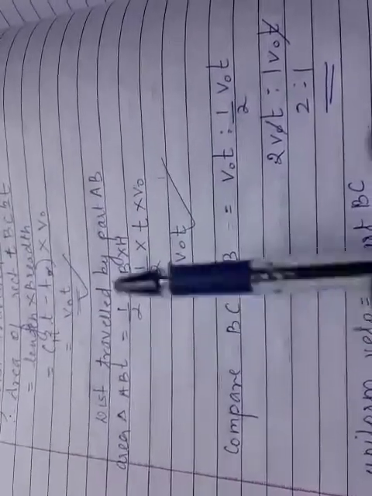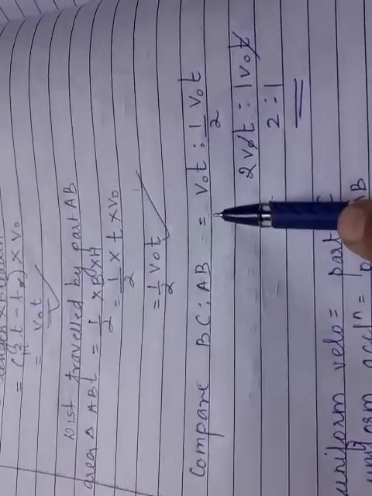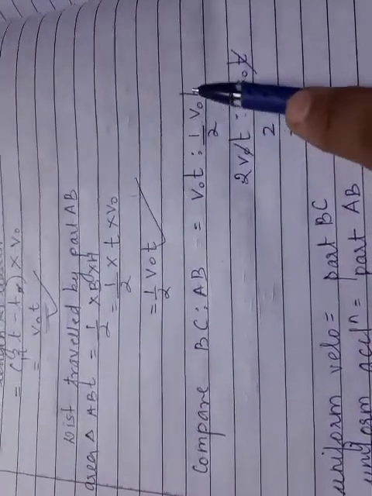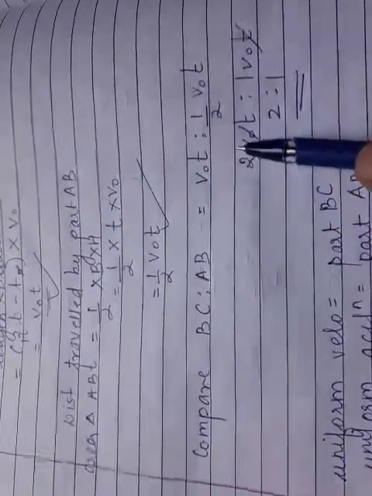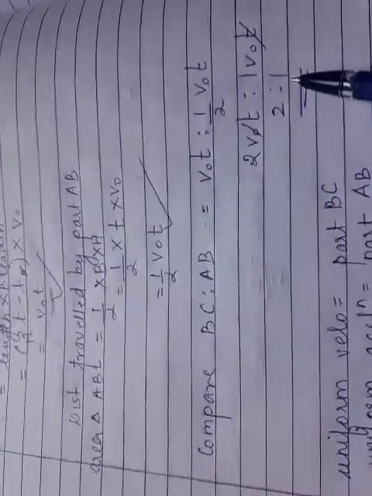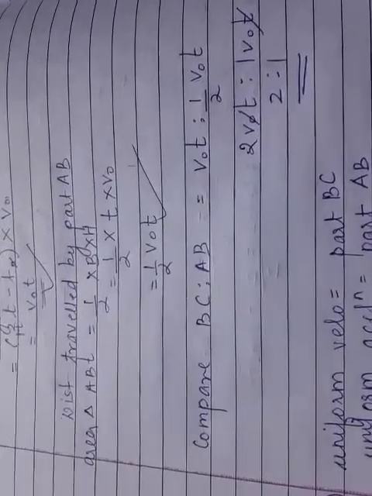So what is the displacement of part BC? Distance traveled by part BC is V0T. Distance traveled by part AB is half V0T. So V0 cancels, this 2 will go here, 2V0. Then half cancels. So it becomes 2:1. So 2:1 is the ratio of BC to AB. So we have compared these two things also.